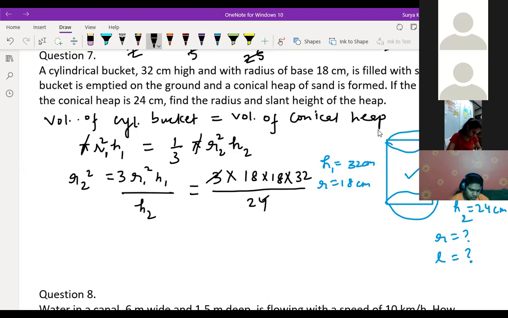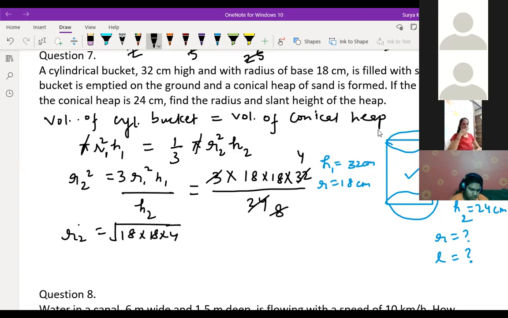So 3 8s are 24, 8 4s are 32. So R2 is equal to root over 18 into 18 into 4. So 4 can be written as 2 into 2, right? So 18 into 18, you can write only once, 18 into 4 can be 2. So we can write here 36 centimeter. All of you got this? Hemant, you are getting the same answer. Chanchal, you got?